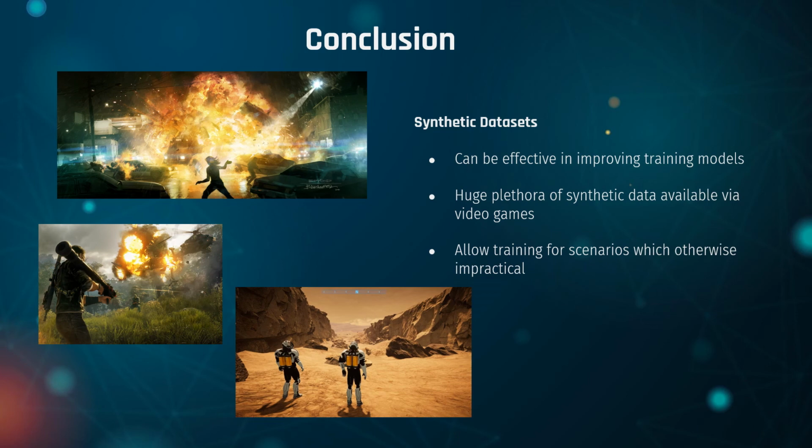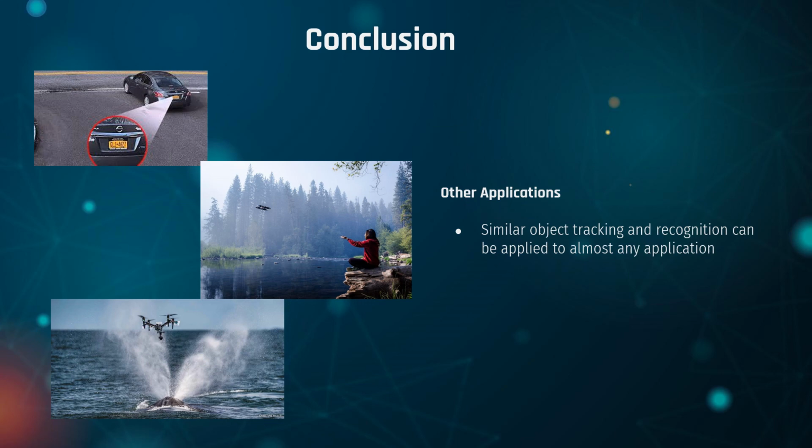This allows getting datasets of scenarios which otherwise might be impractical. For example, getting footage of real wars or battles, getting footage on Mars might not be practical, but could be simulated through synthetic data. The concept of using AI for object tracking can be applied to almost any application, such as tracking license plates, hands-free selfie drones, searching for new or endangered animals, or anything else that you can dream of.